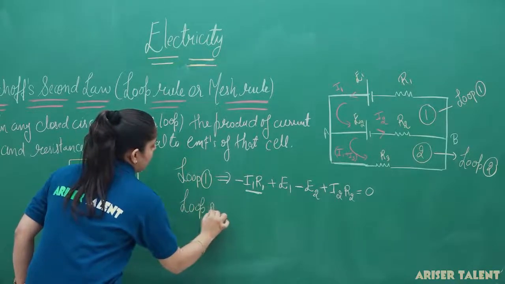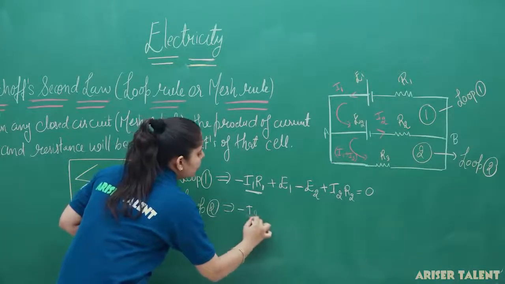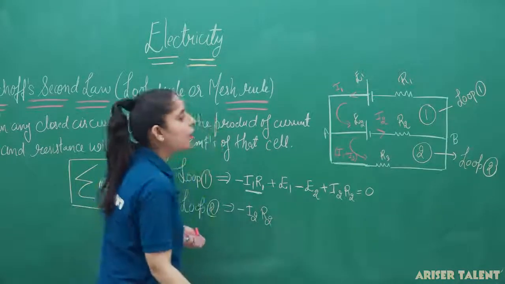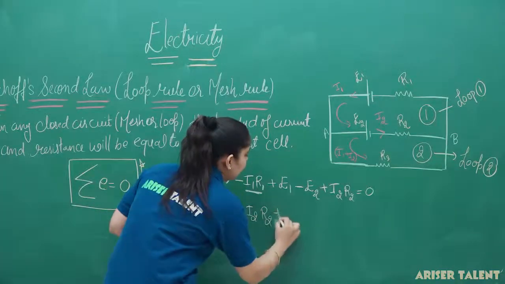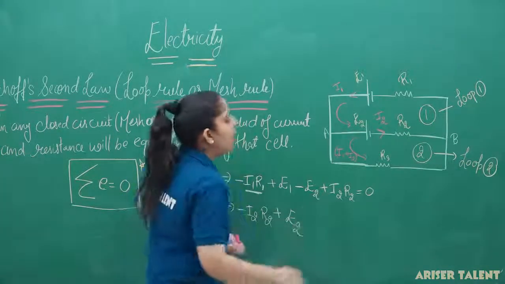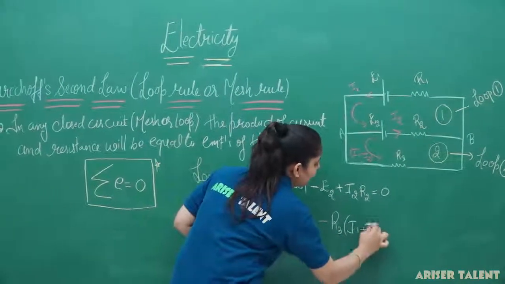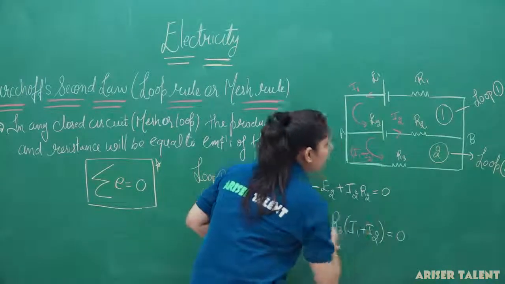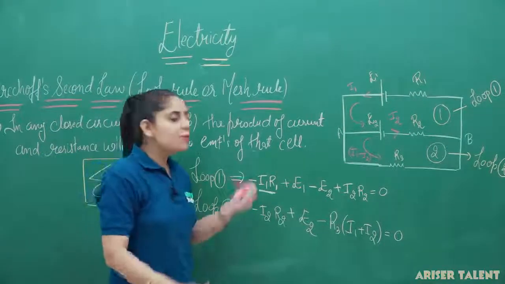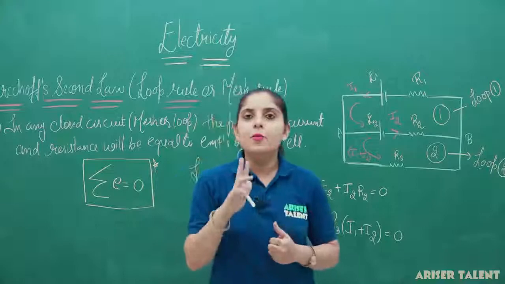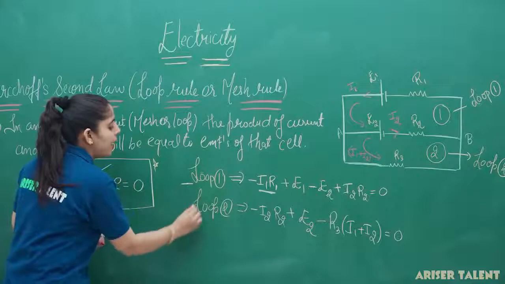Now, for loop 2, I can write the equation minus I2R2. Why minus I2R2? Because again I am going in the direction of the current. Now, it will become E2 and this will be R3 multiplied by (I1 plus I2). Why I1 plus I2? Because we are going in the direction of the current. So, if we are going in the direction of the current, we will have to take the negative sign for the product of I and R. So, these are the two equations we are getting here for loop 1 and for loop 2.